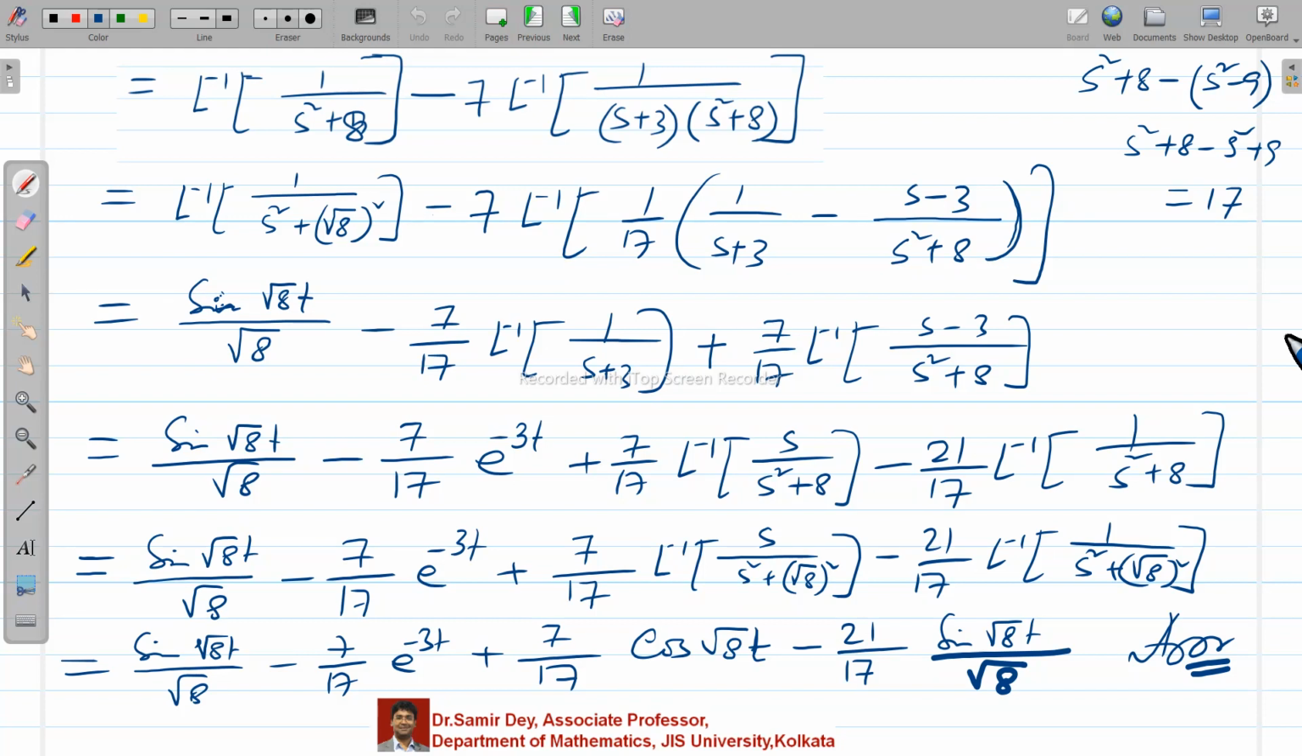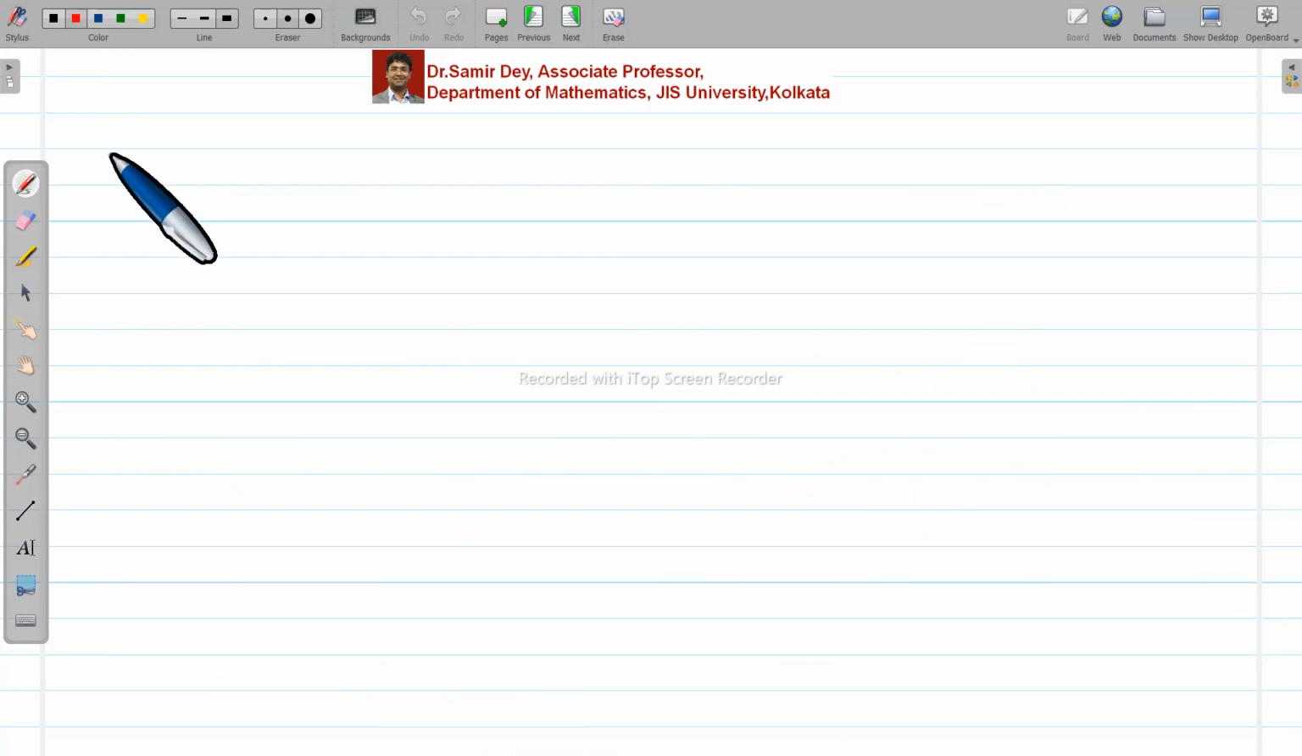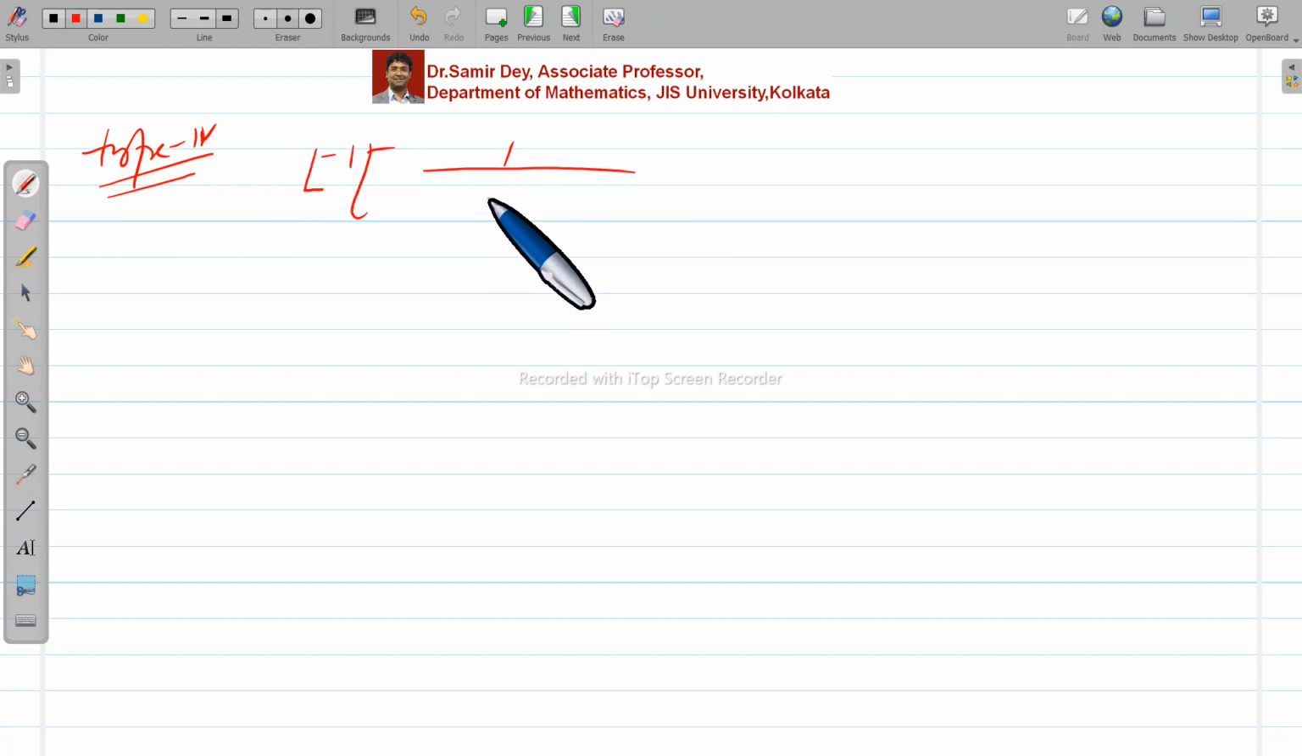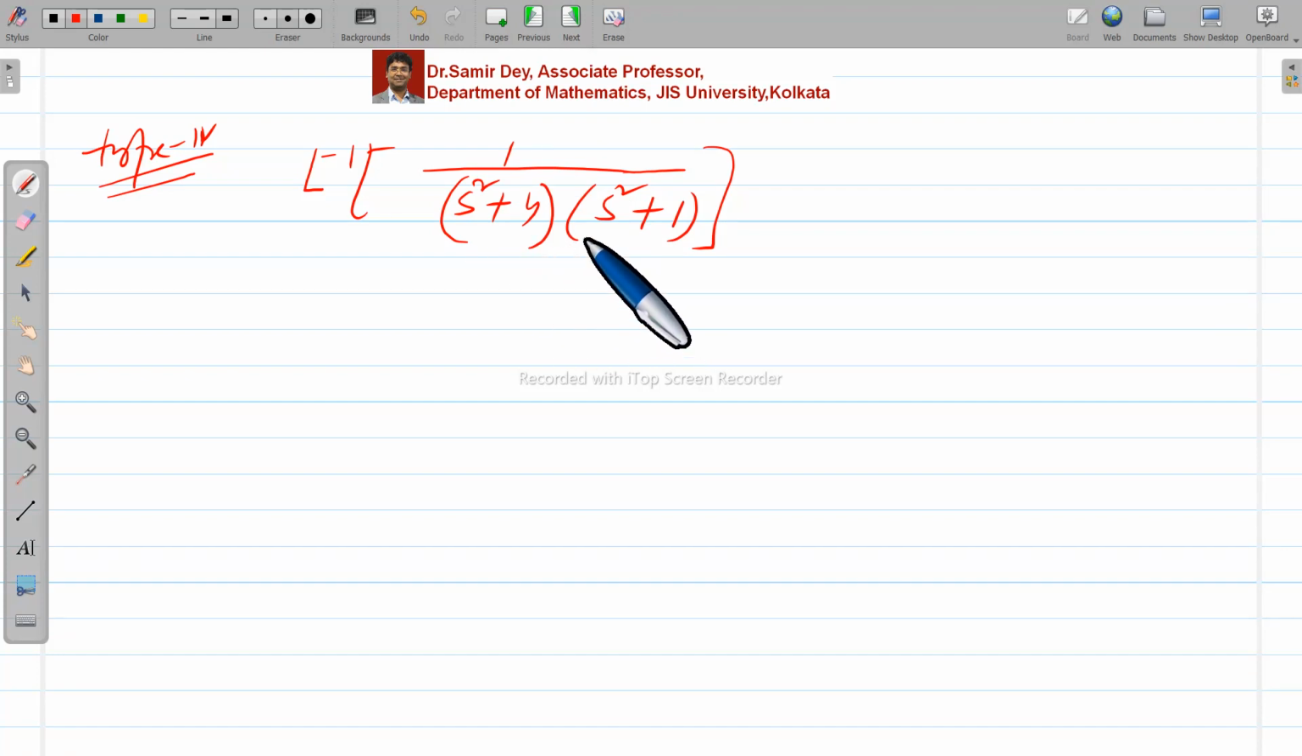Now come to the next type. Type 4 is also very easy. Suppose I have 1 by s square plus 4 and s square plus 1. Basically, both are quadratic. So this is very easy, this is also very easy. It's very simple.